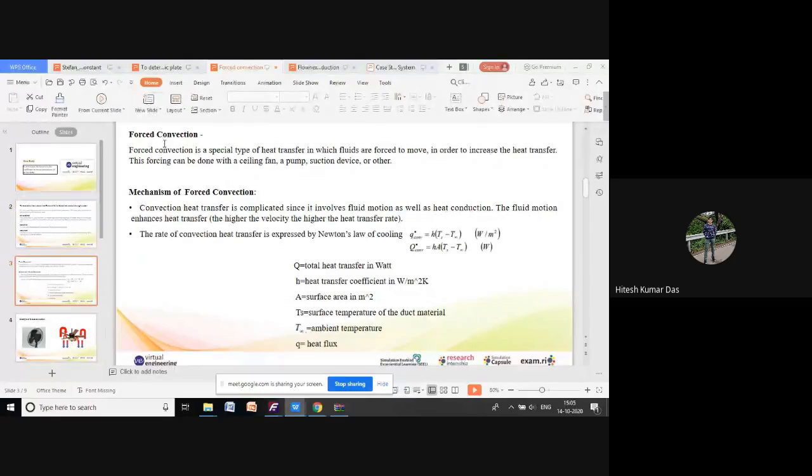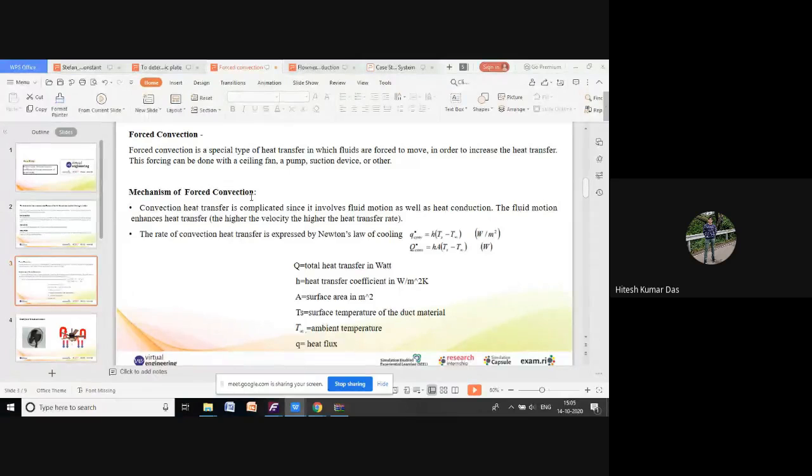Next we will go for forced convection. First of all, what is forced convection? It is a special type of heat transfer in which fluids are forced to move in order to increase the heat transfer. Means fluid will move by force using a fan or blower to increase its heat transfer. This forcing can be done with a ceiling fan or a pump or a suction device.